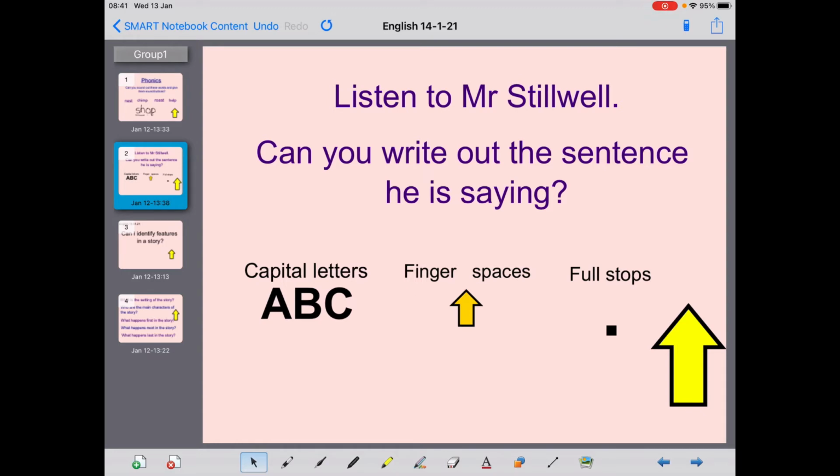Okay, so today's sentence is going to be, the chimp sings a song as he jumps up and down. The chimp sings a song as he jumps up and down. See if you can use your phonics and all your sounds that you know to help you spell out those words and write that sentence.